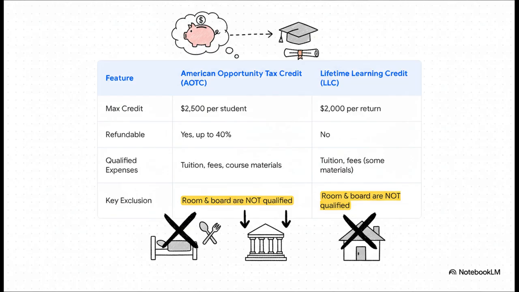And now, this is where you can see the conflict starting to take shape. Just look at the qualified expenses for the credits. For both the AOTC and the LLC, the definition is way, way narrower than it is for a 529 plan. See that key exclusion in bold? Room and board are explicitly not qualified expenses for either credit. And that right there, that's the fundamental incompatibility. That's the root of the whole problem.